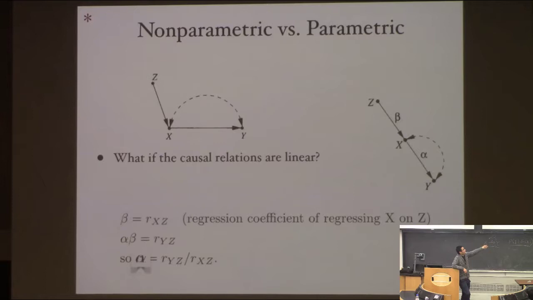Then you can estimate the parameter alpha. Okay, because it's just the ratio of the correlation between Z and Y to the correlation between X and Z. So you can estimate alpha, but generally speaking, in the non-parametric setting, you cannot identify the causal effect of X on Y because of this bidirected edge. With the bidirected edge, basically I mean that over here you have a confounder. You have some variable as a common cause of X and Y, okay?